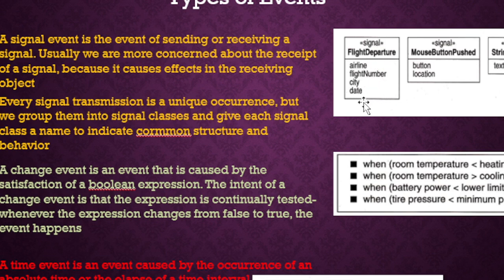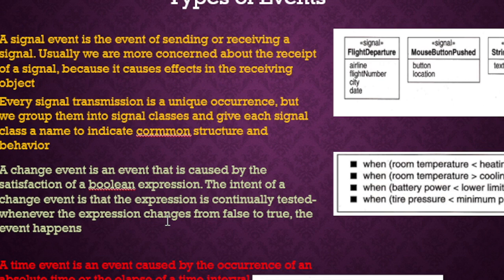So it means a certain flight has departed from a certain airport, maybe a flight number that departed from Quaid-e-Azam International Airport at this particular time and date. So this is a sort of signal which has been generated. Similarly, we might have a mouse button pushed class as a signal, and so on and so forth.